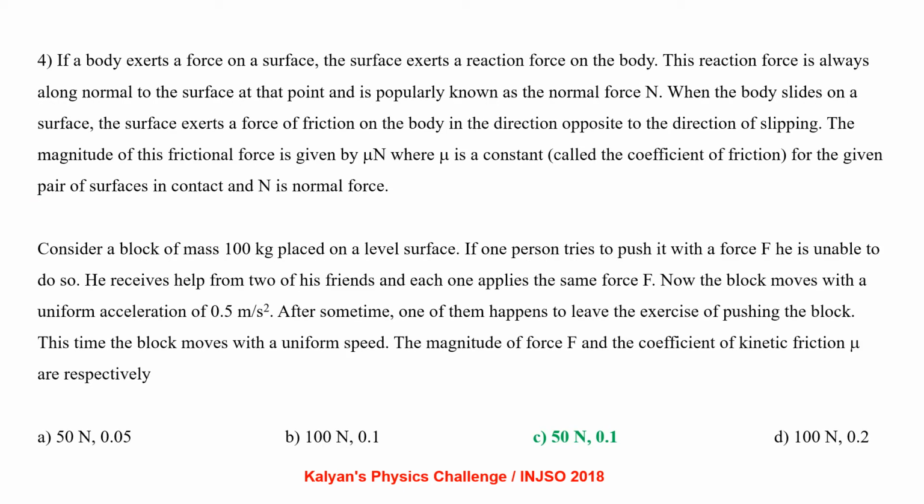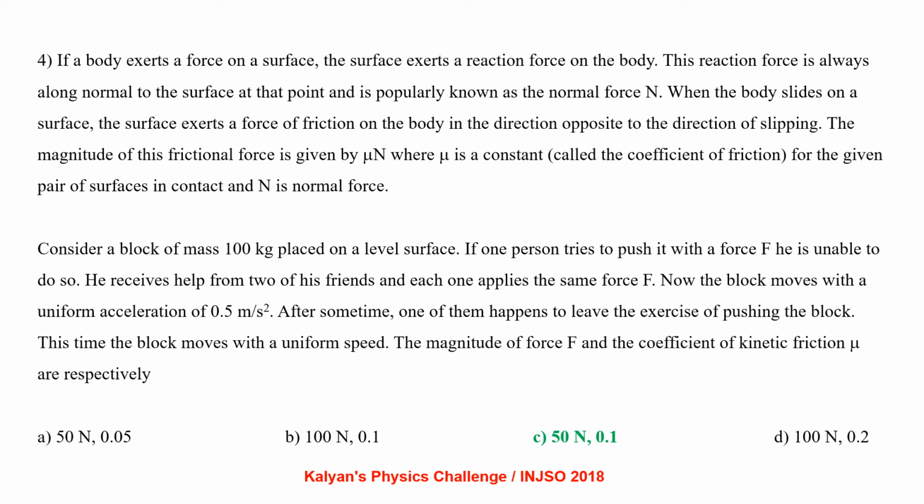If a body exerts a force on a surface, the surface exerts a reaction force on the body. This reaction force is always along the normal to the surface at that point and is popularly known as normal force N. When the body slides, the surface exerts a force of friction on the body in the direction opposite to the direction of slipping. The magnitude of this frictional force is given by mu N, where mu is a constant called the coefficient of friction for a given pair of surfaces in contact, and N is the normal force.